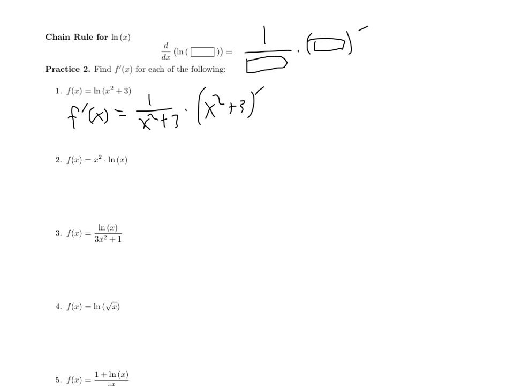We often see this written this way. So if you see a rational expression like this, it probably came from a logarithm, just because 1 times 2x is 2x. And so it's just a simpler way of writing the answer.